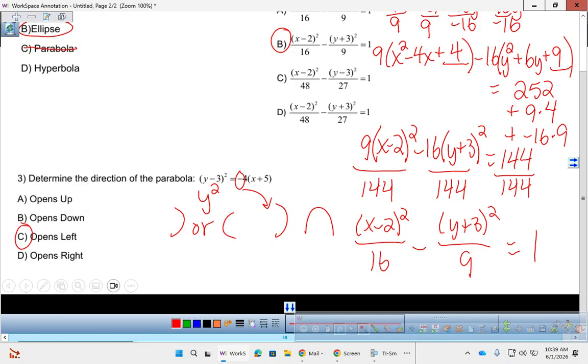Wait, I see how the negative means maybe left or down, but how do you know if it's going to be left or right? So the y is the squared. There are parabolas where x on the left is squared and y is on the right. So if the squared term is y, it's got to be left or right. And then the negative determines if it's the positive direction or the negative. If I just switched the x and the y and kept everything else the same, this is down, because this is up or down, and then that's the down.